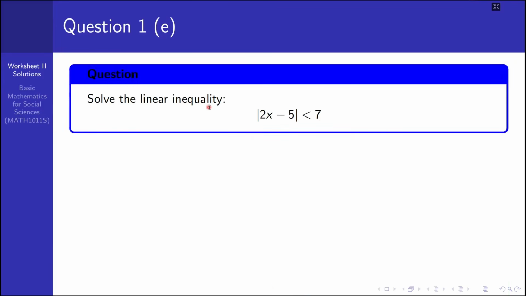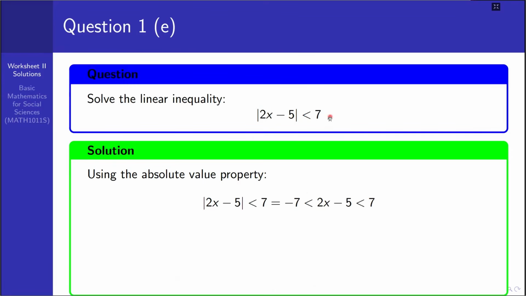Next, it is an absolute value. Solve the linear inequality, that is the absolute value of 2x minus 5 less than 7. Therefore, the solution set could be, using the absolute value property, we know that the absolute value of 2x minus 5 less than 7 means that 2x minus 5 must be in between negative 7 and positive 7.